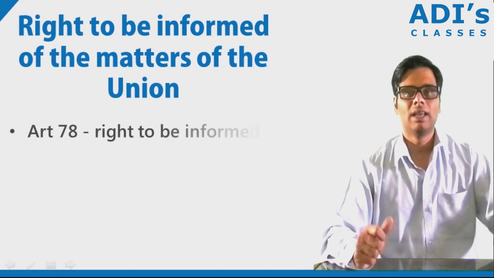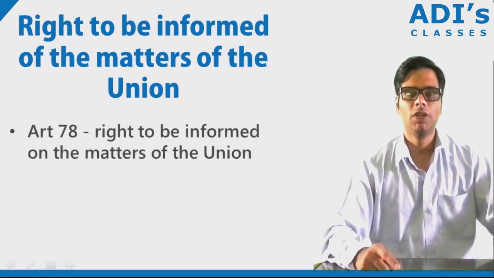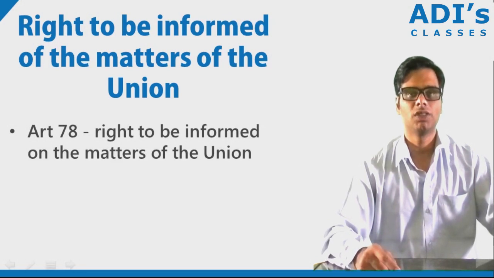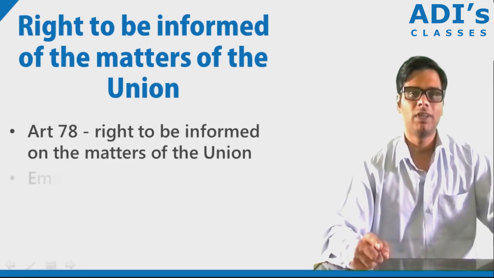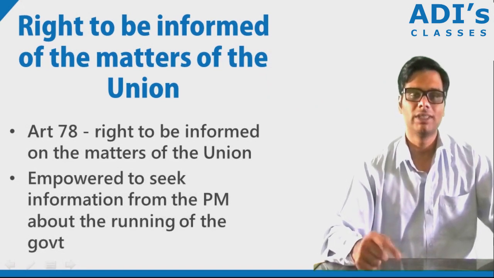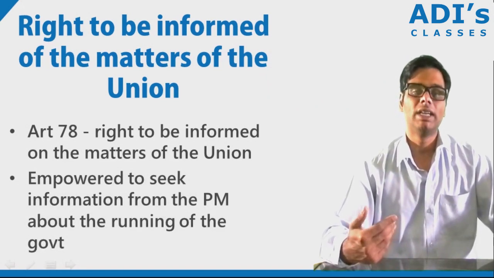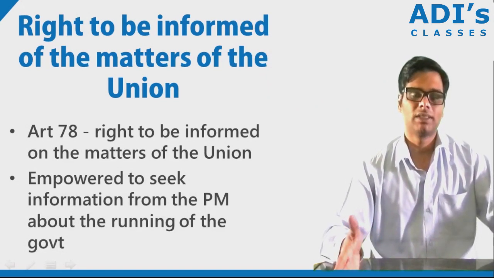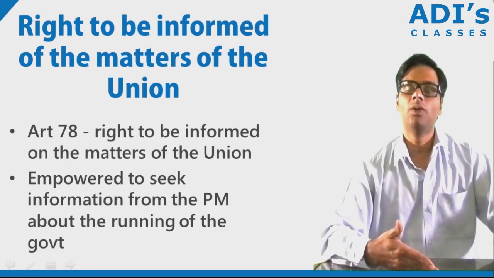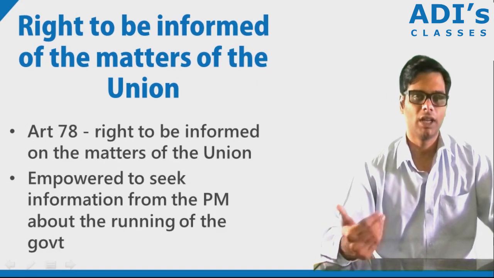The third one, the right to be informed of the matters of the union. We have already seen this. Under Article 78 of the Indian Constitution, the president not only has a right to be informed of the matters of the union, but he is also empowered to seek information from the Prime Minister about the running of his government. It is the duty of the Prime Minister and his Council of Ministers to furnish information to the President about the affairs of the Union.